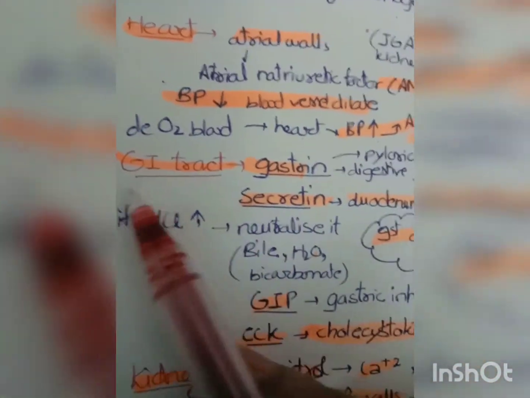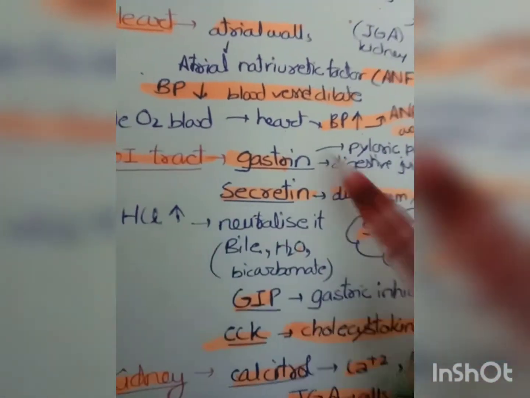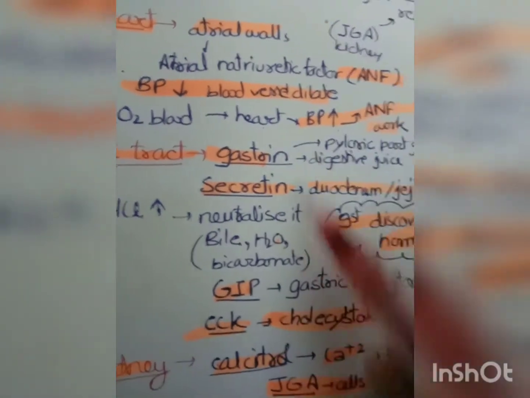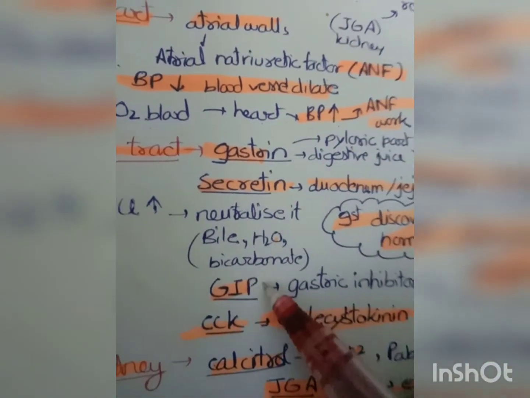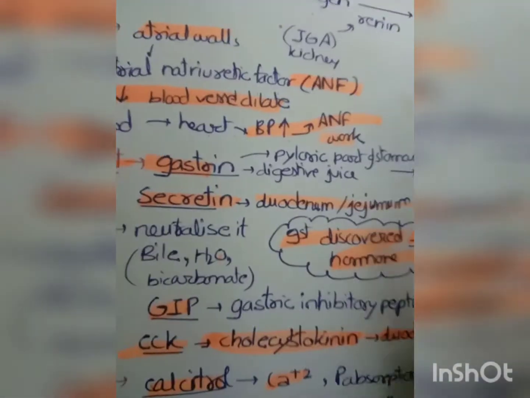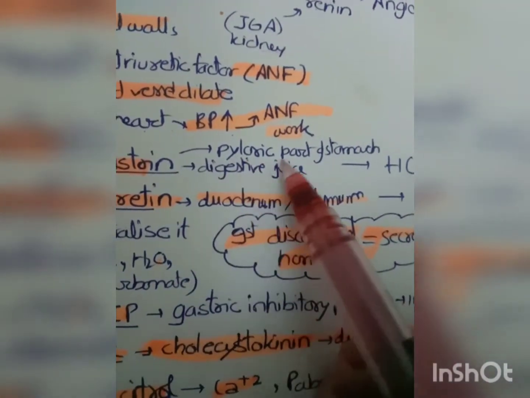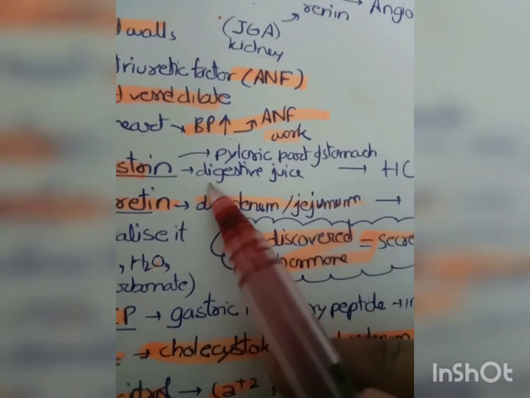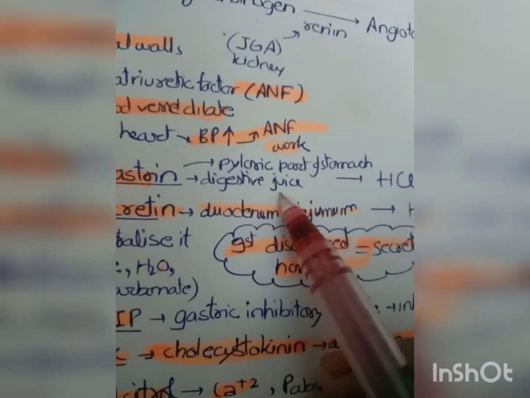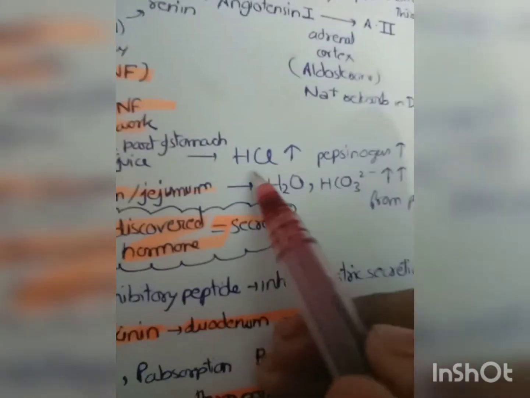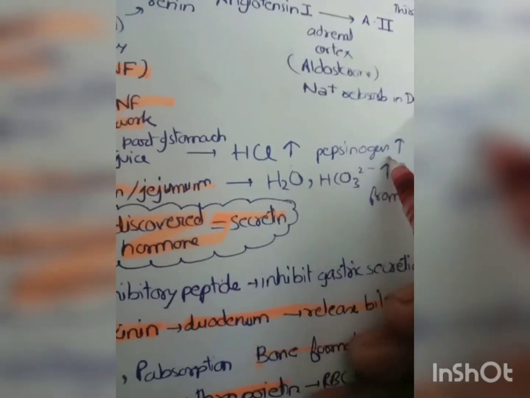Now, the GI tract, means gastrointestinal tract. It secretes four types of hormones: gastrin, secretin, GIP, and CCK. The gastrin is secreted by the pyloric part of our stomach, and it is also a part of digestive juice. It increases the HCl and pepsinogen. This is its function. These are important.